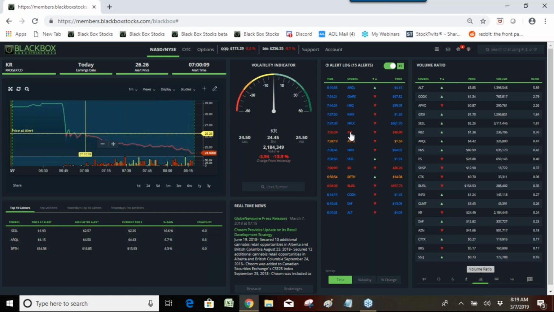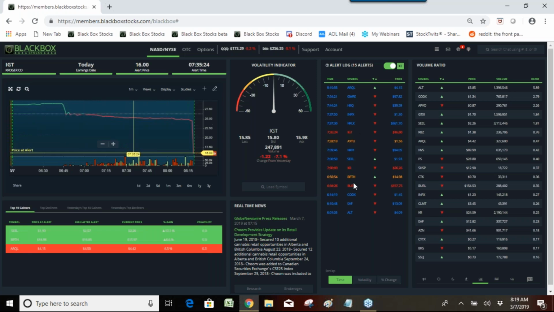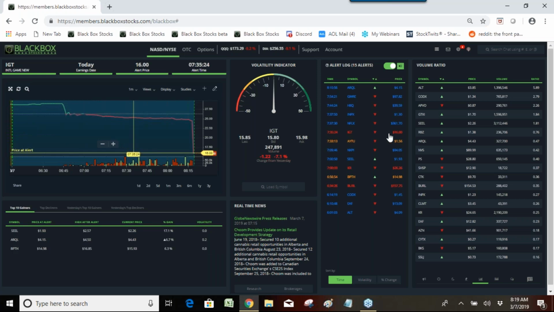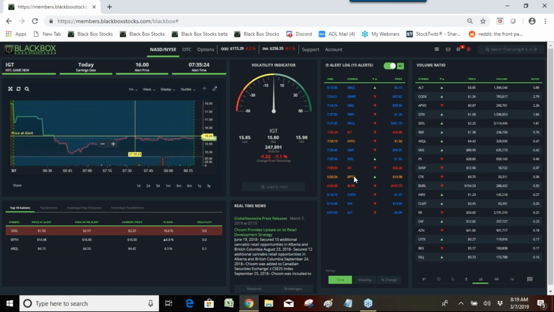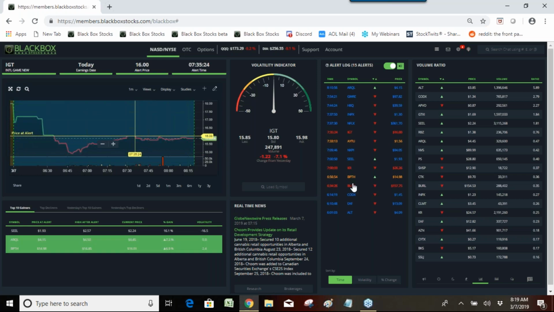IGT, what happened with IGT? Now, what you want to see on these alerts is the arrow. You want to see that they're up. BPTH has a green arrow. When it's a red alert, you want to see that it's down from the alert price. Every one of these is down from the alert price. So all three of those are currently winners. Doesn't always work out that way, obviously.